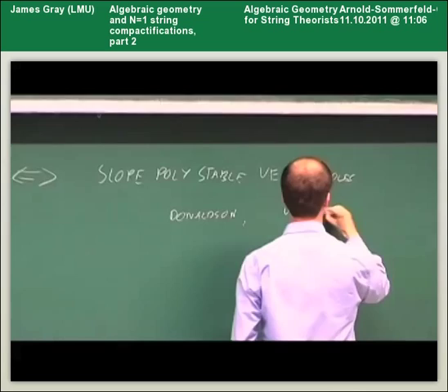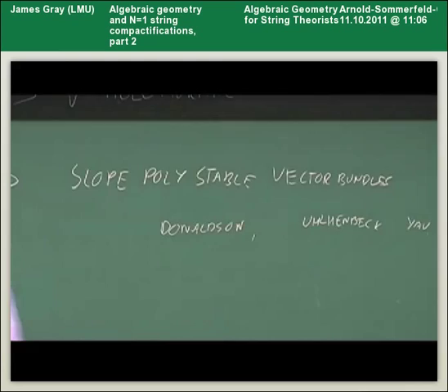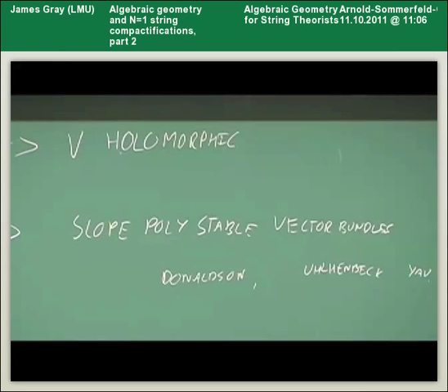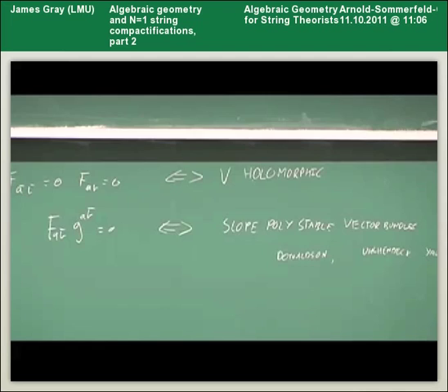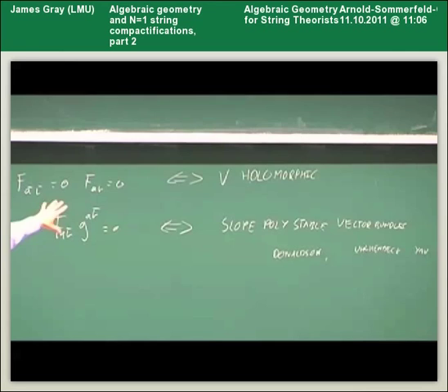Uhlenbeck and Yau. And it's how we connect our gauge fields in one of these compactifications to something algebraic. So what is this slope polystability? We're not going to go into too much detail today, essentially because slope stability of a bundle is by far and away the hardest thing you have to prove when you're doing a heterotic compactification. So the tools I will give you today would allow you to prove slope stability.